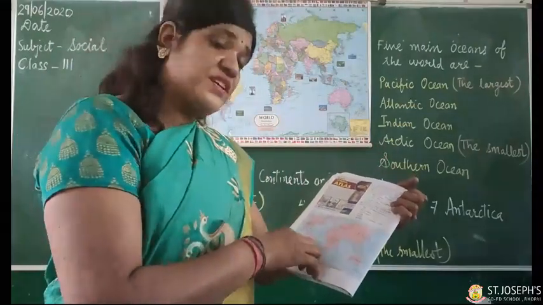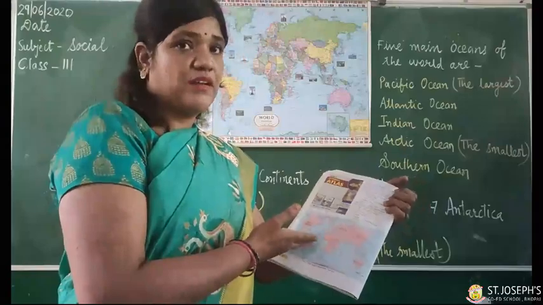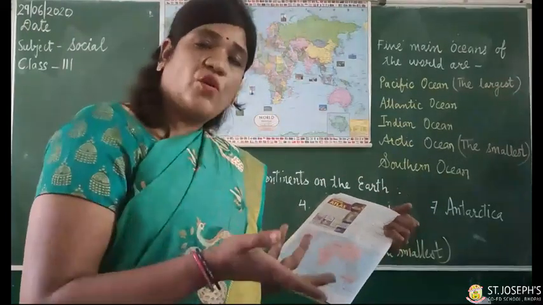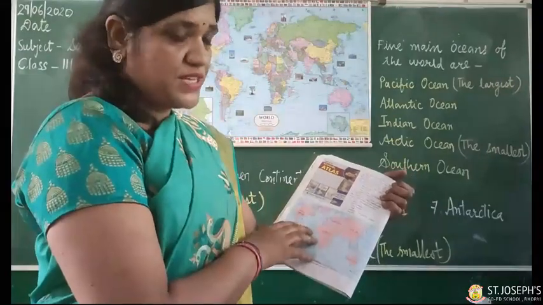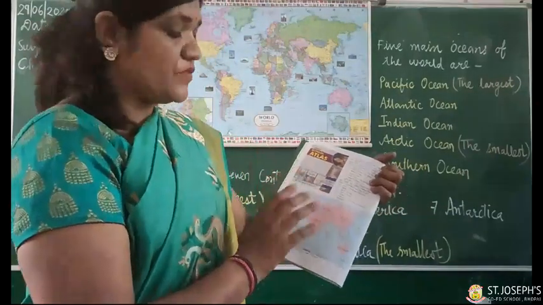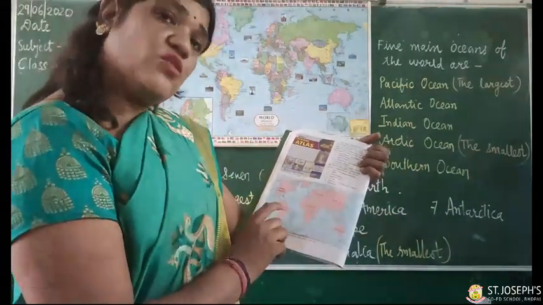And if we talk about the pink color, you can see this water body, these oceans are of blue color. You can see blue color because water is always blue. So all these are water bodies, and there are 5 main oceans of the world. And now this one is the continents.